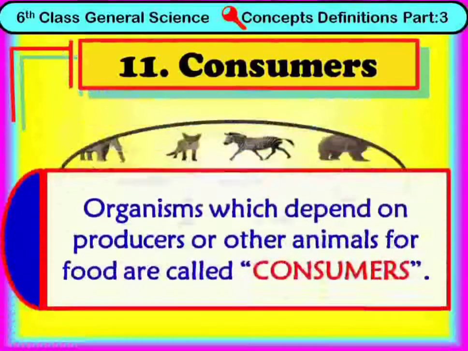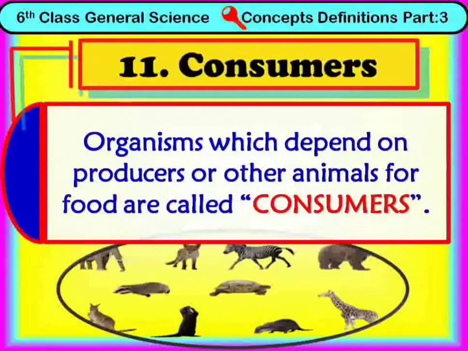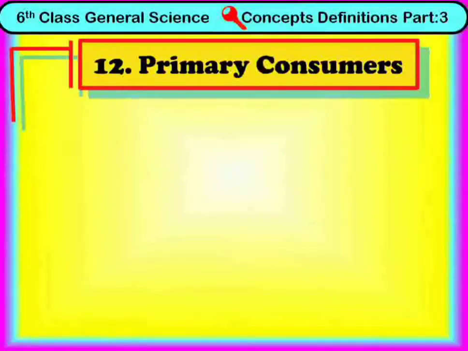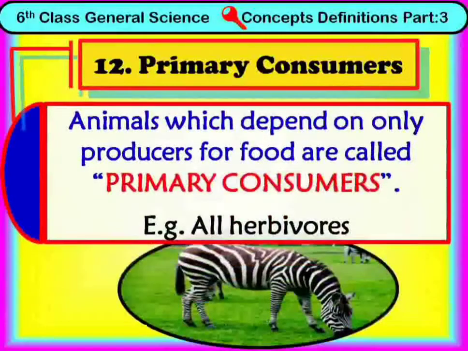Consumers. Organisms which depend on producers or other animals for food are called consumers. All animals are examples for consumers. Primary consumers. Animals which depend on only producers for food are called primary consumers. All herbivores are examples for primary consumers.